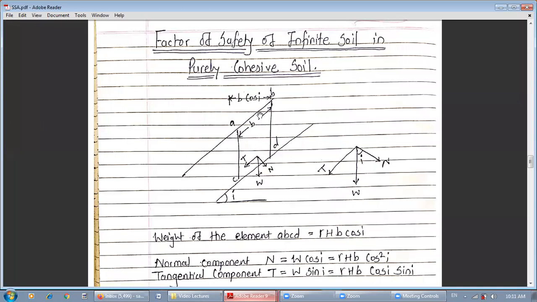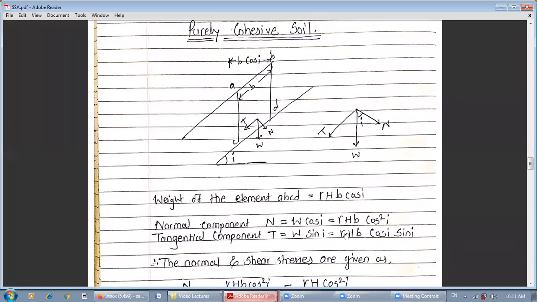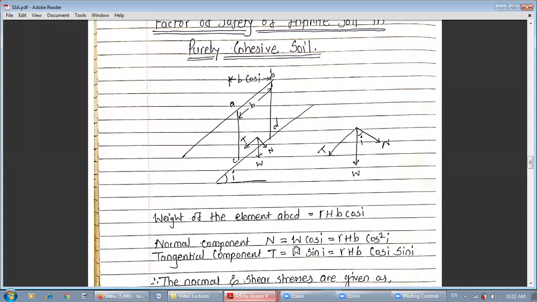Then ABCD is the element that we have considered, where b is the inclined length and the horizontal length is b cos i. As we have already calculated, the weight of the element ABCD is gamma h b cos i. It is the same as in the previous equation. So the normal component N is W cos i, that is gamma h b cos square i. The tangential component T is W sin i, that is gamma h b cos i sin i.